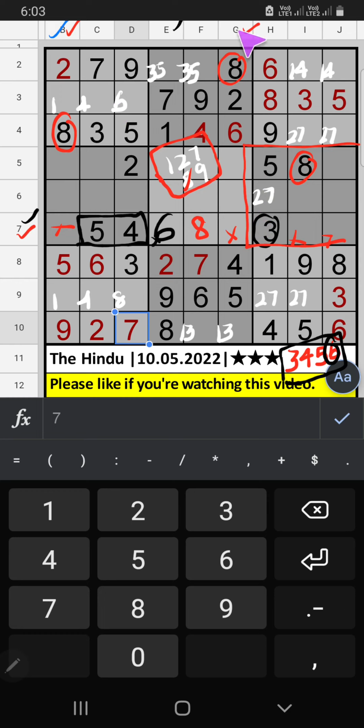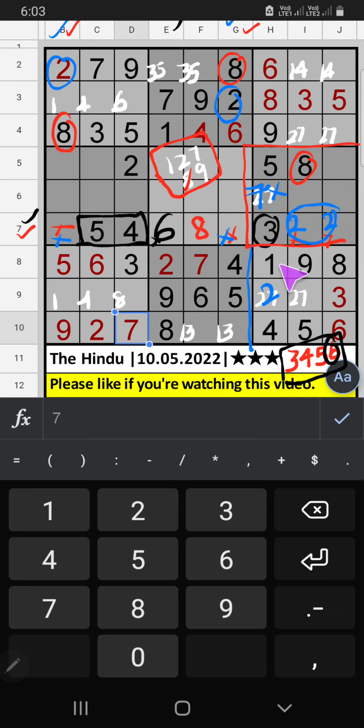Column B, column G we have 2. So 2 can't come in these cells. 2 will come in any one of the 2 cells. We will confirm later. Since 2 is here, so 2 can't come in the cell. 2 is confirmed here. Then 7 is here.